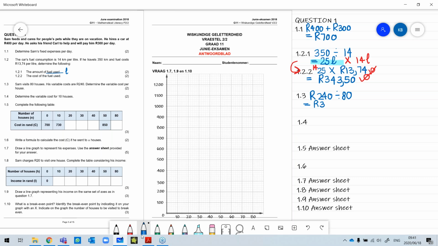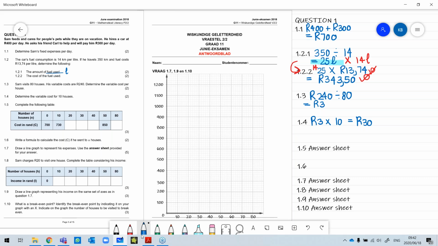Continuing with question 1.4. Determine the variable cost for 10 houses. So if one house has a variable cost of 3 Rand, we multiply that amount with 10 houses, which means for 10 houses, his variable costs will be 30 Rand. So up until this point, questions are still quite simple and straightforward.